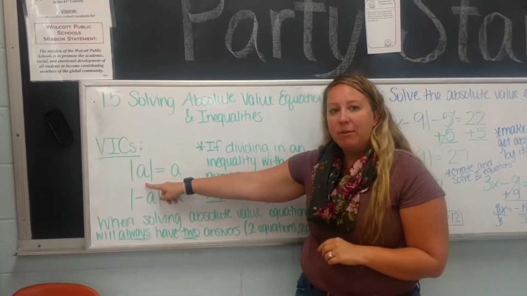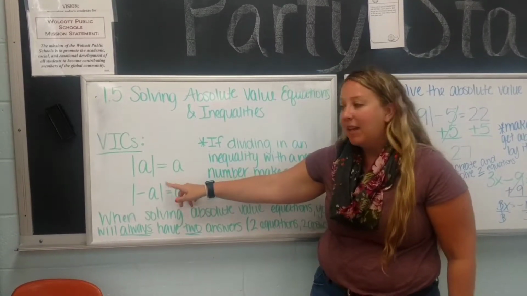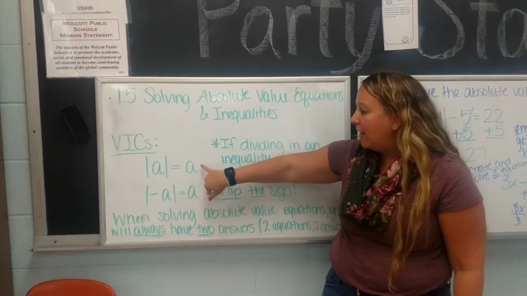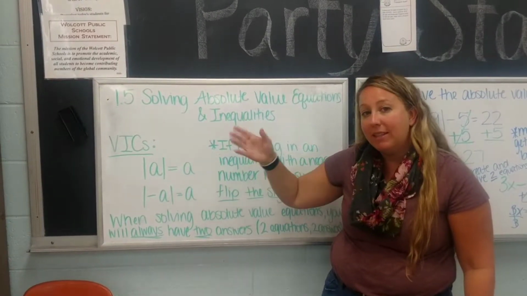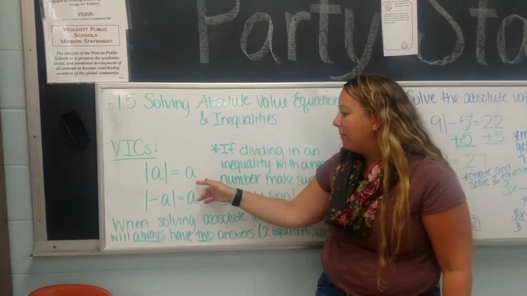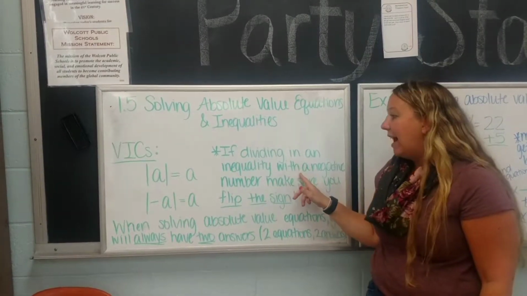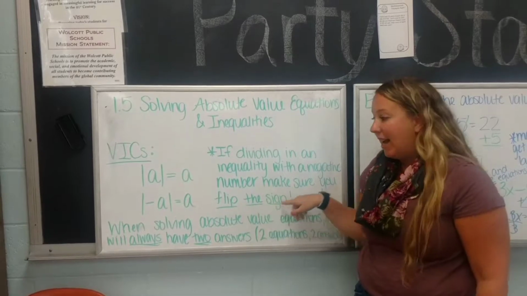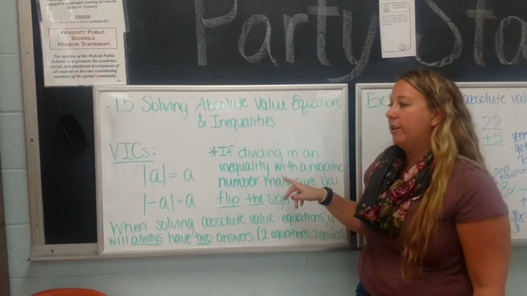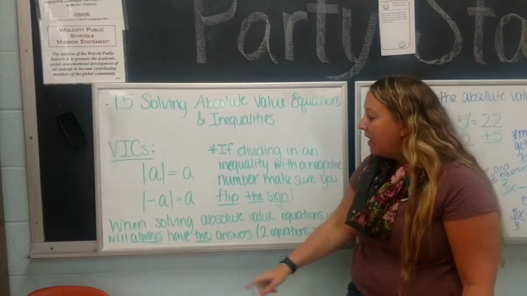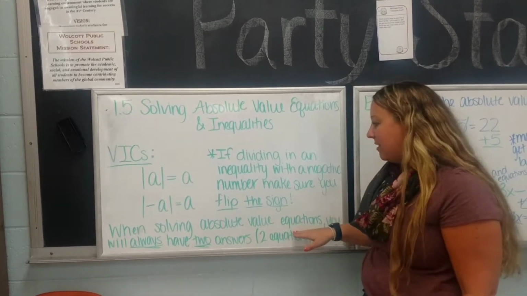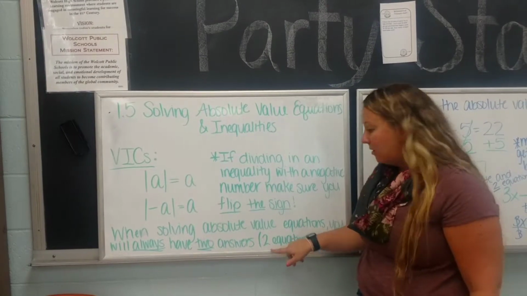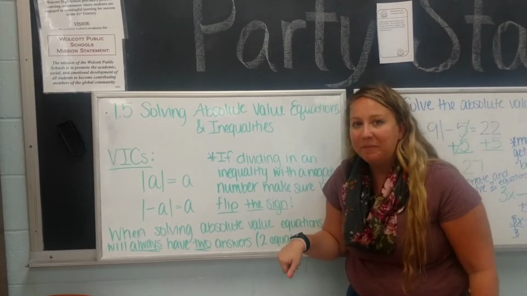We have that the absolute value of A is equal to A, and the absolute value of negative A is also equal to A. So your absolute value is going to be a positive number because it's always that number's distance from zero. We want to remember that if you're dividing in an inequality with a negative number, you have to flip the sign. We did that in section 1.4, and we're going to do it again in section 1.5. And when solving absolute value equations, you're always going to have two solutions. You're going to set up two equations, so you're going to get two answers.